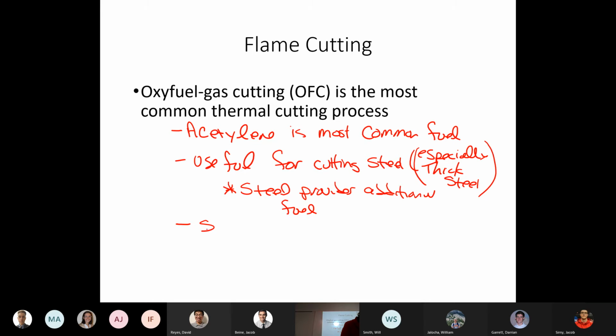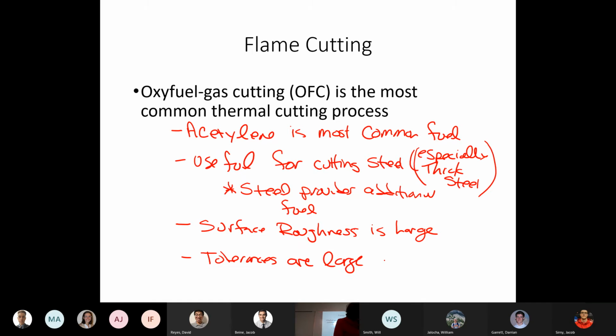As you can imagine, your surface roughness is very large, because you actually are cutting with a torch. So we're not getting really smooth surfaces, and your tolerances are large as well. But it is certainly on the roughing side, and it's really good for thick steels. Okay.